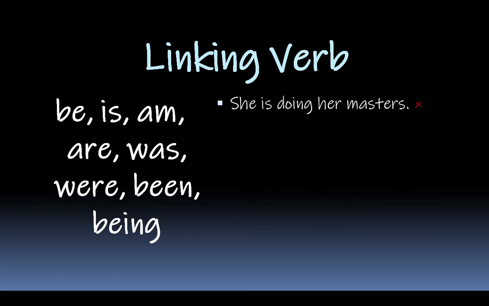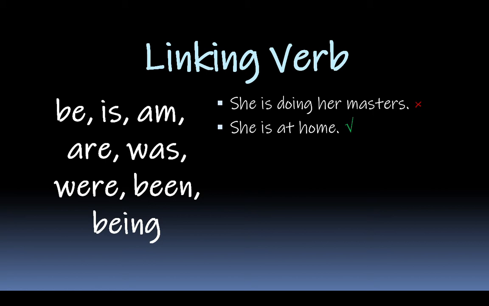She is doing her masters. She is the subject, is your verb, doing is also a verb. That's why is is a helping verb, it's not a linking verb, and that's why we've got a cross at the end of this sentence. Take a look at the next example. She is at home. She is the subject, is your verb, and this verb is not followed by any other verb. That's why it's a linking verb.